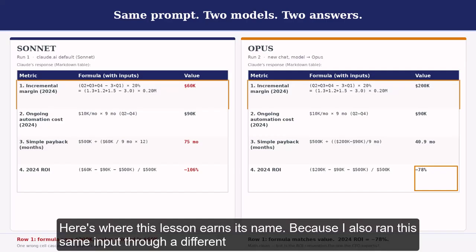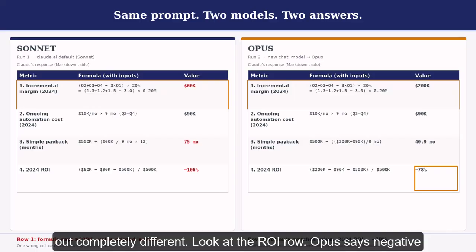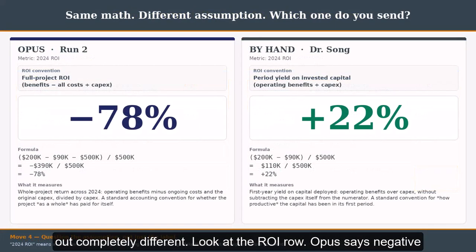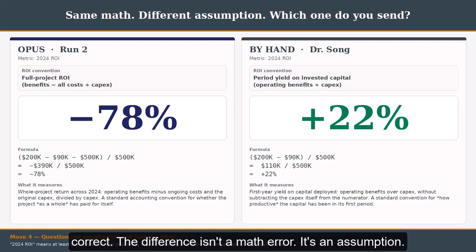Because I also ran these same inputs through a different ROI convention by hand. Same margin, same ongoing cost, same payback, and the ROI comes out completely different. Look at the ROI row. Opus says negative 78%. My own by-hand check says positive 22%. Both are arithmetically correct. The difference isn't a math error.